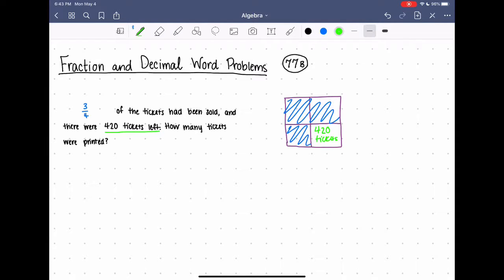But look here. If I split a total amount of tickets into 4 equal parts, then each of these boxes is actually going to be equal to 420. So this one's 420, this one's 420, and this one's 420. So then I know how many tickets were sold. The amount that was sold was 420 times 3, which is equal to 1,260. So now that I know how many tickets were sold and how many tickets were left, I can add them up to see that my total number of tickets was 1,680.